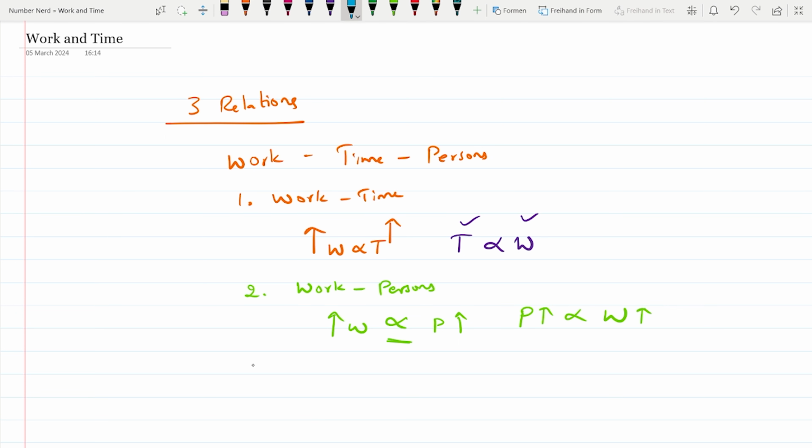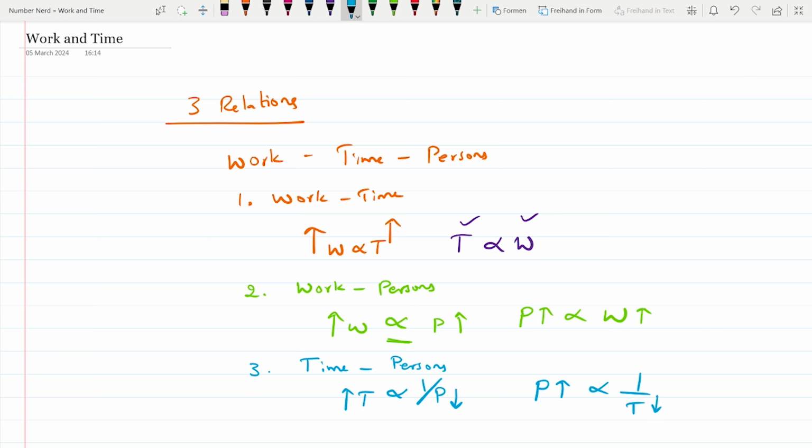The third rule is between time and persons. If there is more time, then we require fewer people, because with fewer people, as we have more time, we can complete the work. So we have an inversely proportional relation here. Time is inversely proportional to the number of people required. And conversely we can say if more people are available, then we require less time. So people are inversely proportional to time.